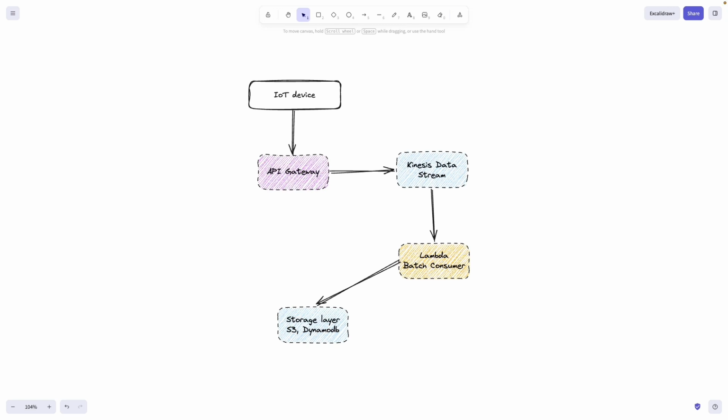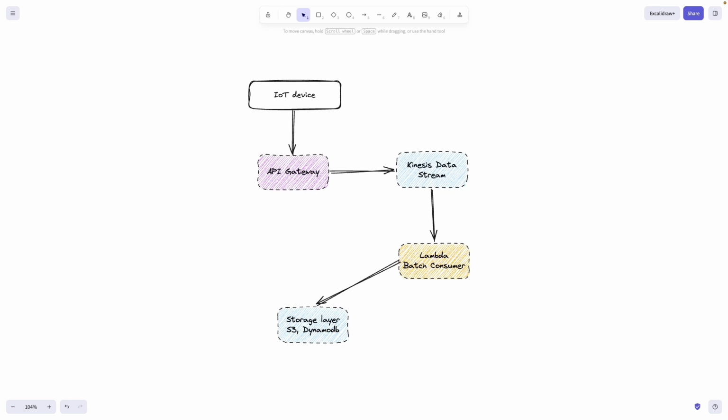If we have 500 devices, each sending 2 kilobytes every second, that's 1 megabyte per second, one shard. If we scale to 2000 devices, we need at least 2 shards. So that is a design choice we must make depending on the number of devices.